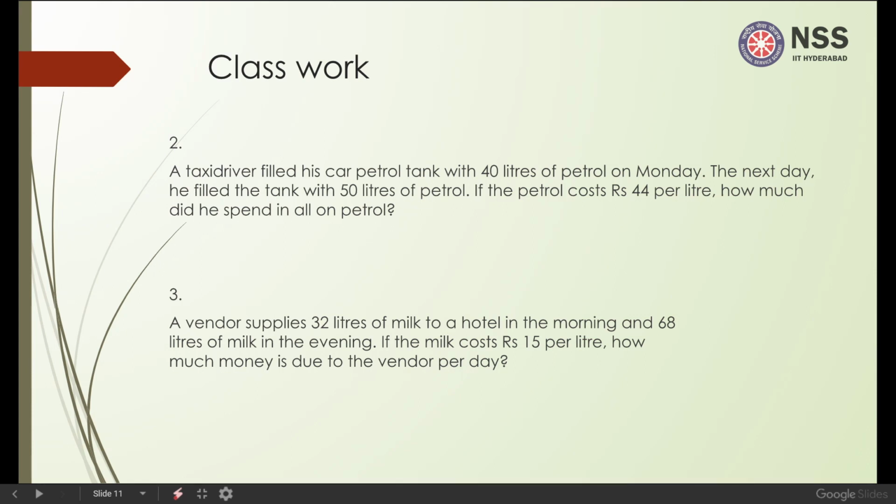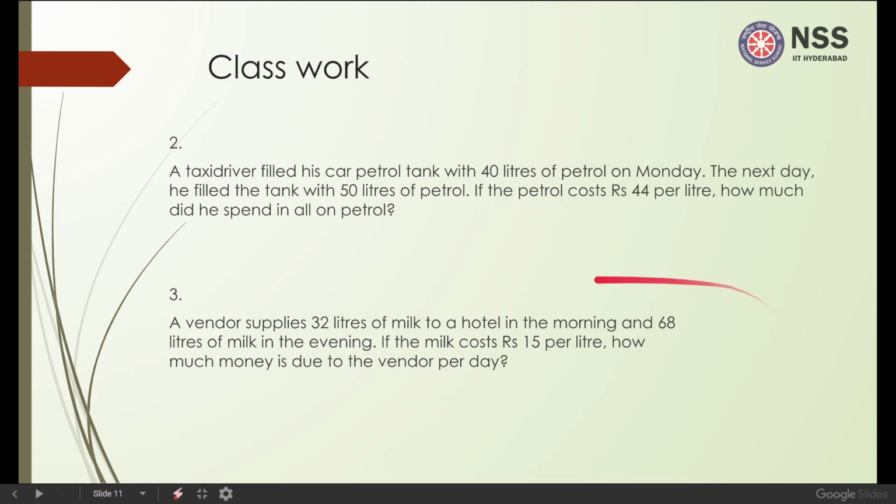Let us try to find how many liters of milk the vendor supplied in one day. In the morning, he supplied 32 liters of milk, and in the evening he supplied 68 liters of milk. So in one day he supplied 32 plus 68, which is 100 liters of milk. Since the milk costs 15 rupees per liter, the total cost of the milk is 15 multiplied by 100, which is 1500. Therefore 1500 rupees is due to the vendor per day.